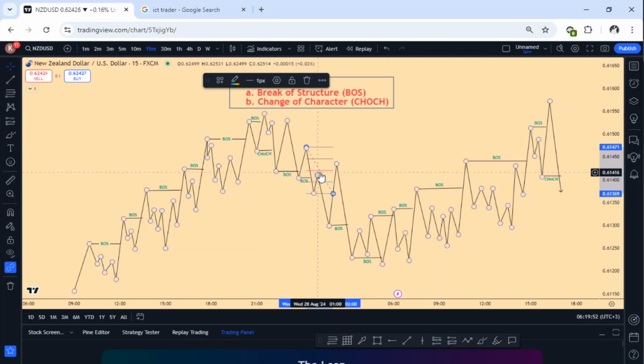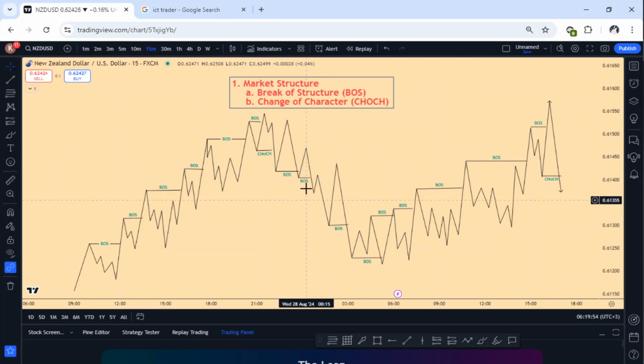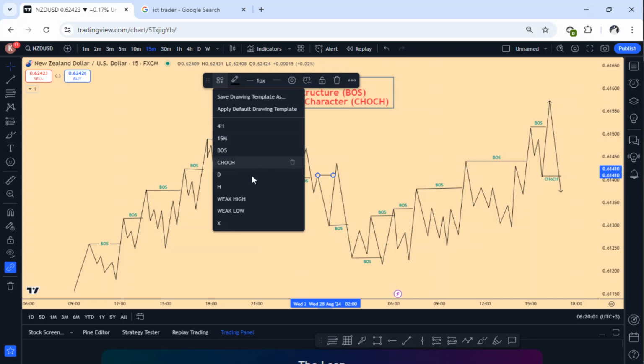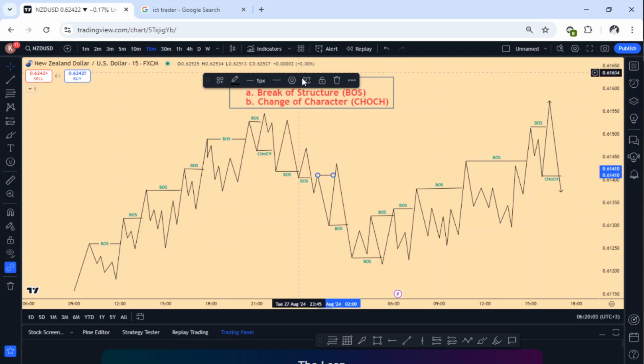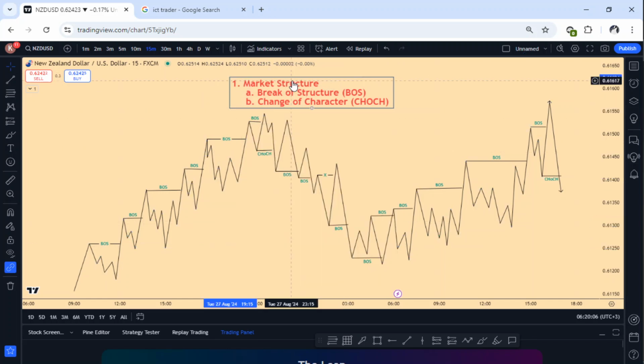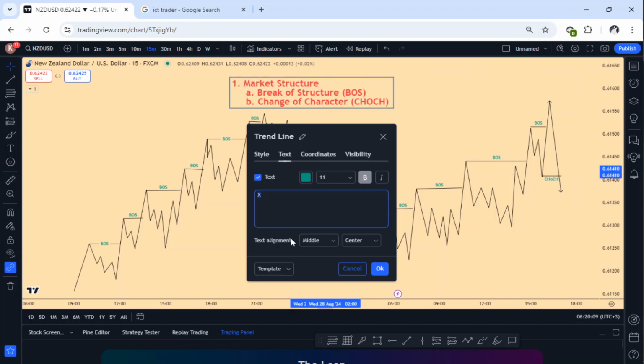If you mark it and 50% is not reached, therefore we don't consider that, and that becomes an inducement, a point of liquidity. It doesn't mean that the market cannot react out of it. It can react and move even aggressively because the market is dynamic. So you just need to put that in mind.